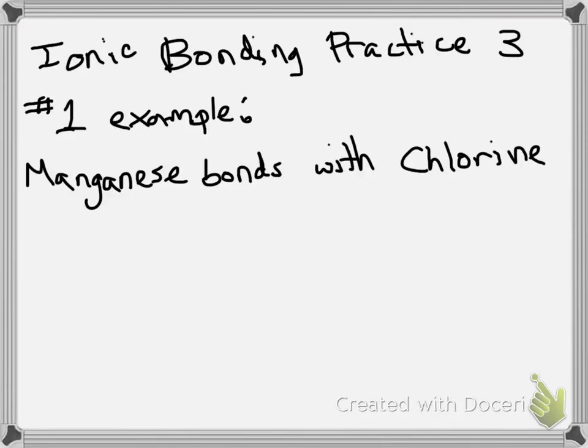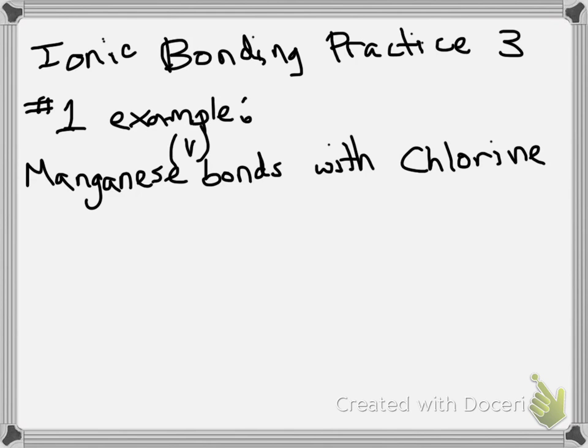In this video, we're going to start with number 1, ionic bonding practice 3. Manganese bonds with chlorine. So we need to figure out the ionic compound, the chemical formula that's going to result when manganese bonds with chlorine. And this is manganese 5. It has the Roman numeral 5.